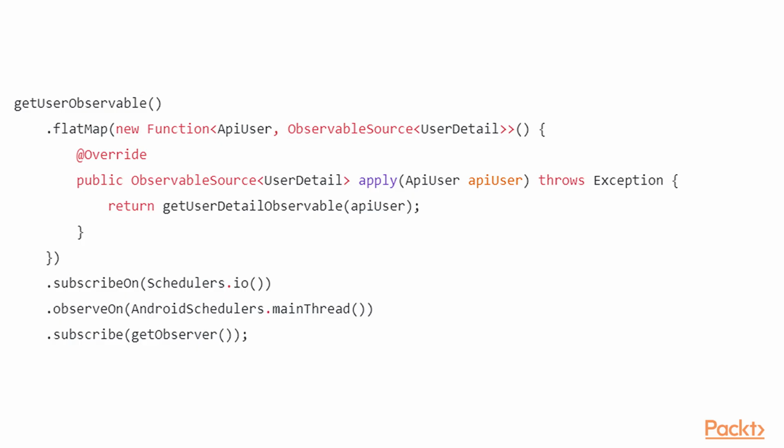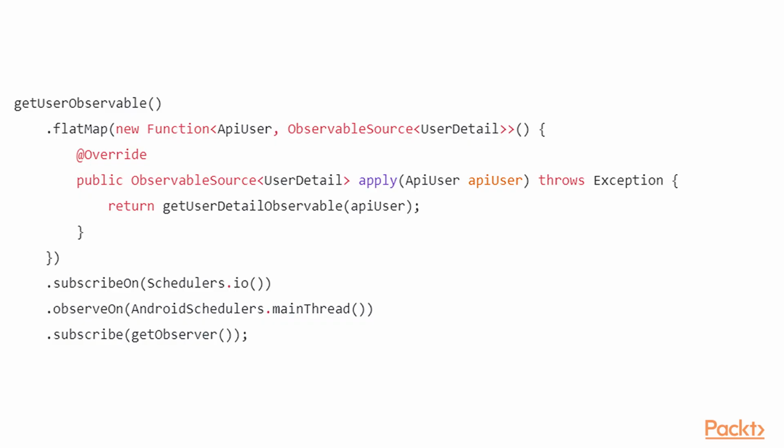Here you can see the example of the flat map. Here we are getting the API user and then we are making a network call to get the user detail for the API user by using the get user detail observable and passing it the API user. The flat map returns an observable itself. The get user detail observable is an asynchronous operation.